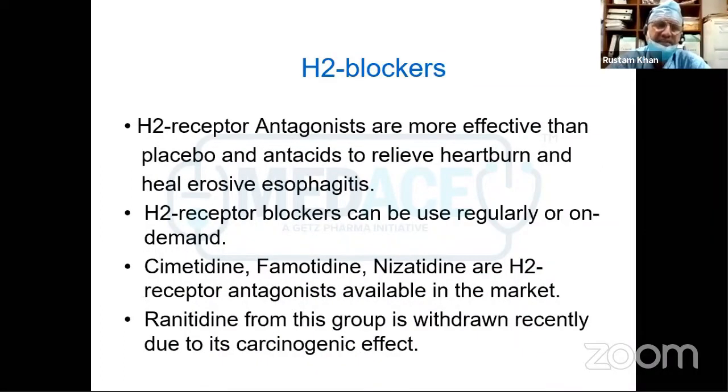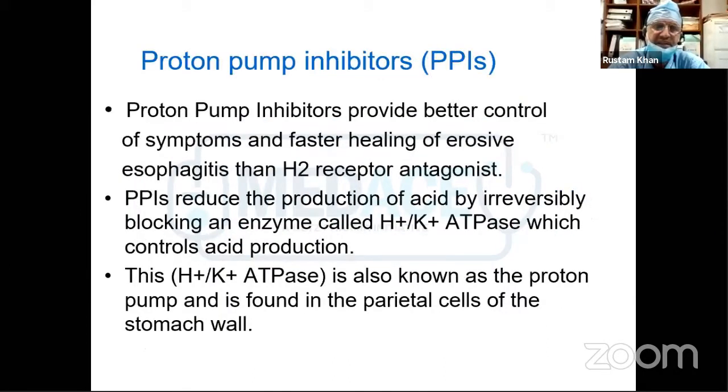Another group of medicine is H2 receptor blocker. These are more effective than placebo and antacid to relieve heartburn and heal erosive esophagitis. H2 receptor blockers can be used regularly or on demand. Cimetidine, famotidine, nizatidine are H2 receptor antagonists available nowadays in the market, and ranitidine with the name of Zantac, which was recently withdrawn from the market because of its carcinogenic effect.